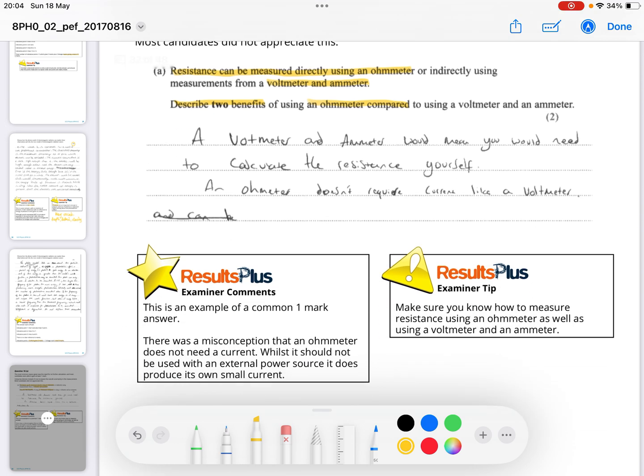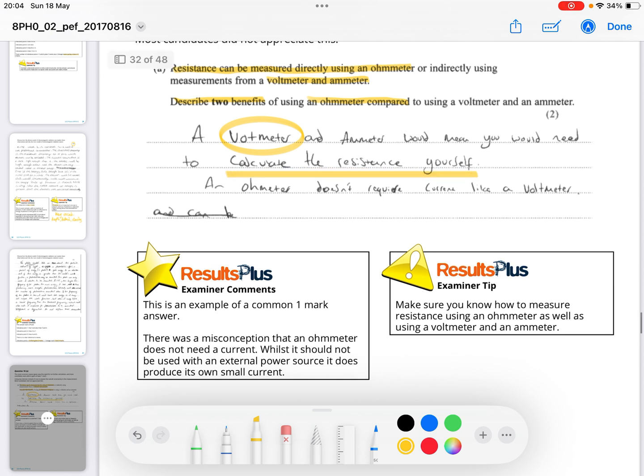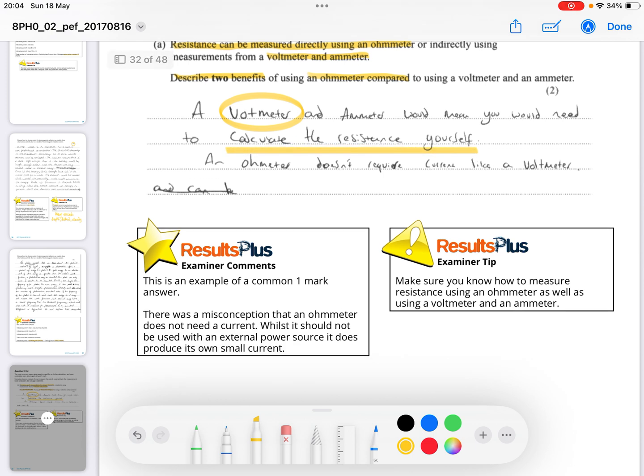Yeah, well, it's quicker, it's easier, but they're not accepting that as a mark because it's too general. So be careful, you know how to spell voltmeter. Yeah, that's a wattmeter. And with an ammeter, you would need to calculate the resistance yourself. Well, yeah, it does save you from calculating it. And an ohm meter doesn't require current like a voltmeter. Well, that's not true. So this won't be 2 marks. This gets 1 mark. Okay?